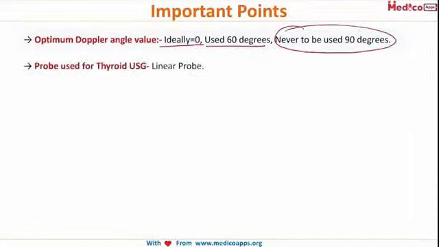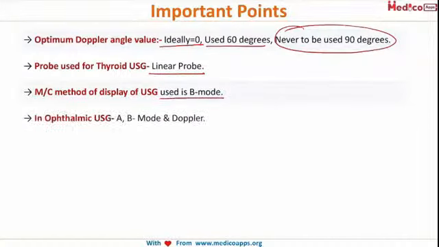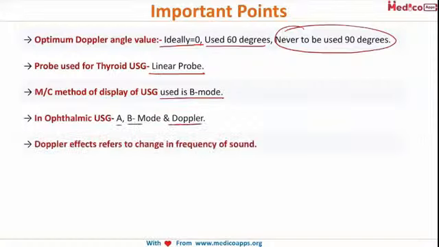Probe used for thyroid USG is linear probe. Most common method of display of USG is B mode, that is brightness mode. In ophthalmic USG, A mode, B mode and Doppler can be used. Doppler effect refers to the change in frequency of sound. So all these are important points.